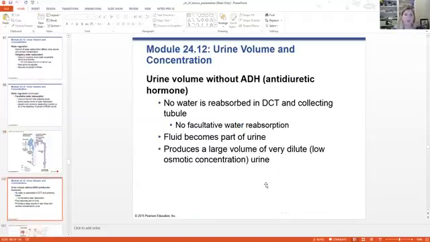How is our urine volume regulated without ADH? Well, no water is reabsorbed in the DCT or the collecting tubule without ADH. There's no facultative water reabsorption without ADH. The fluid is just going to become part of your urine. So you're going to produce a very large amount of very dilute urine. This is when you have pee that's like clear, right? And you know this, right? You drink a lot of water, what's going to happen? You're going to pee it all right out, right?